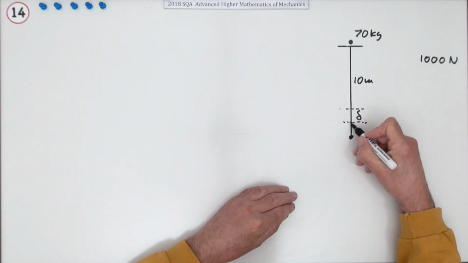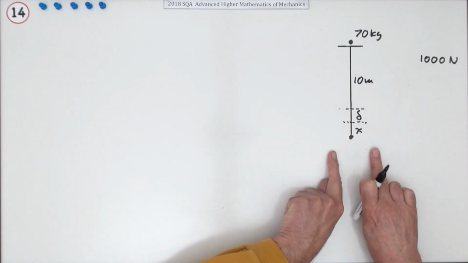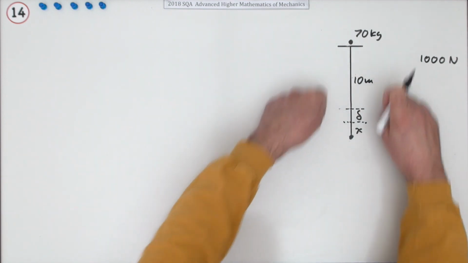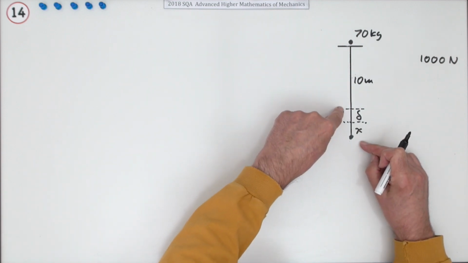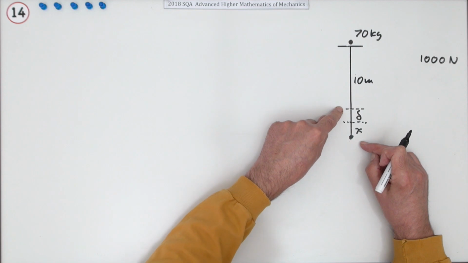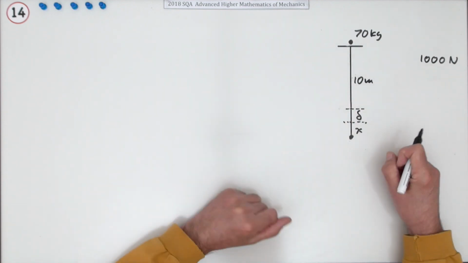And then if you go beyond that equilibrium extension, you've created an unbalanced force, which would then create simple harmonic motion, so long as you didn't go beyond the unstretched length. Because that's where the model breaks down, because it's not a spring, it's a cord, so it can't provide any compressive force.